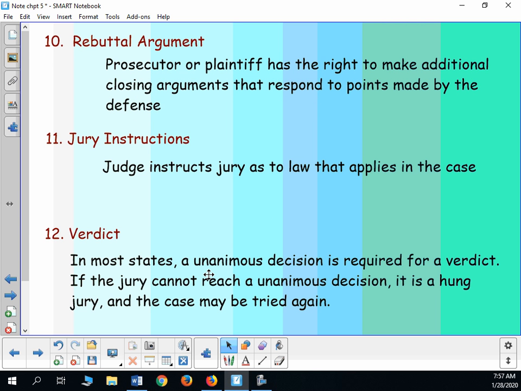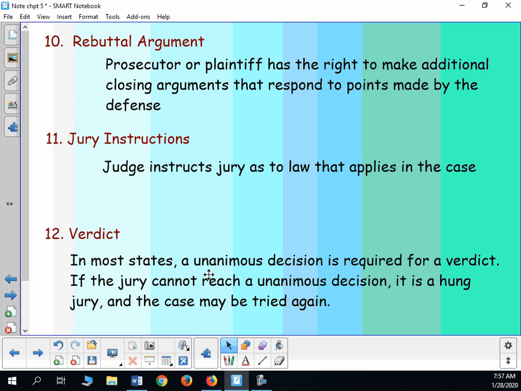Now comes the rebuttal argument, which you never quite see, again, on TV. The prosecutor has one more shot at explaining the evidence again. They can bring in additional points or refute the information that the defense attorney has brought forward, and then that part of the trial is over. The attorneys are basically done at that point. Now it goes to the jury.